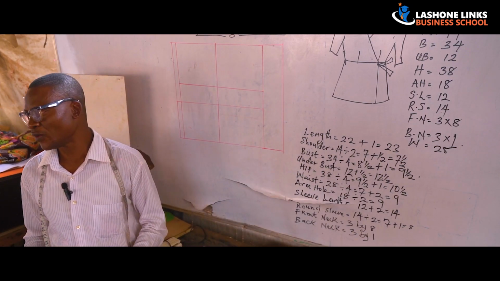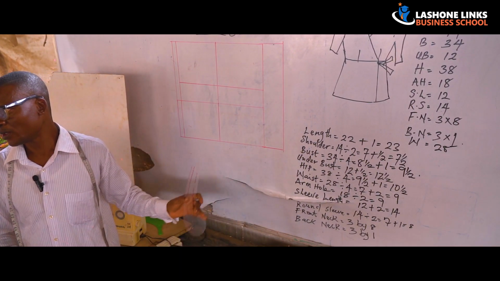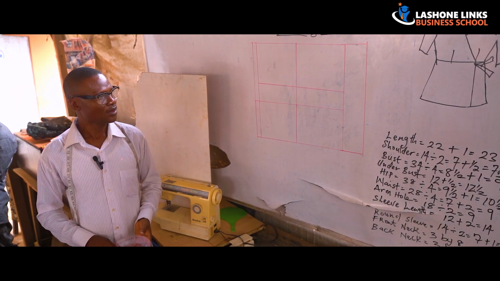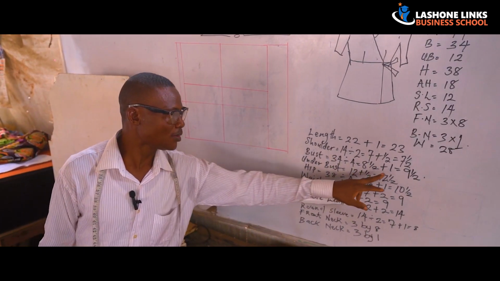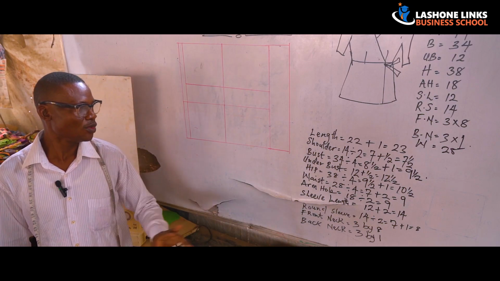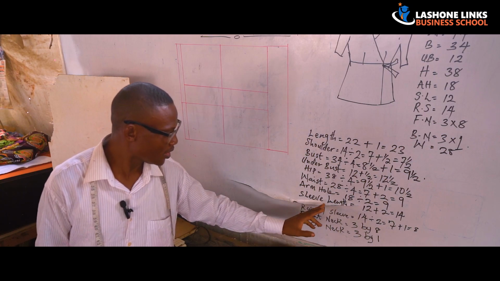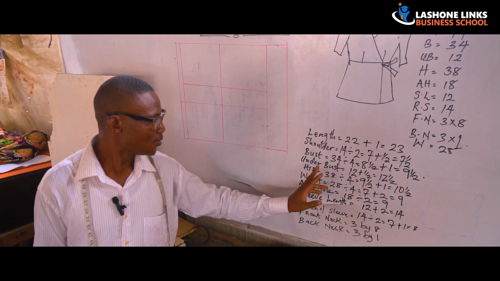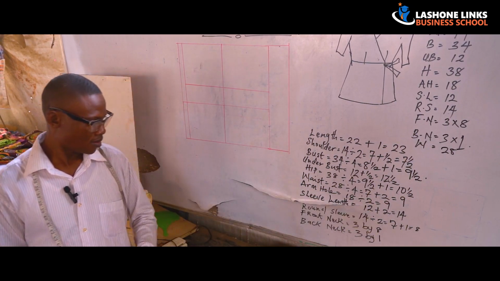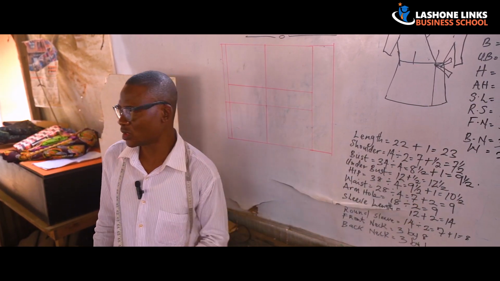I don't know if you have any questions concerning the measurements before we proceed? No, sir. Do you all know how we added 1 to the hip and how we added 2 to the waist? We had one to the hip, and two to the waist. So can someone tell me the reason why we added one and we added two to these?